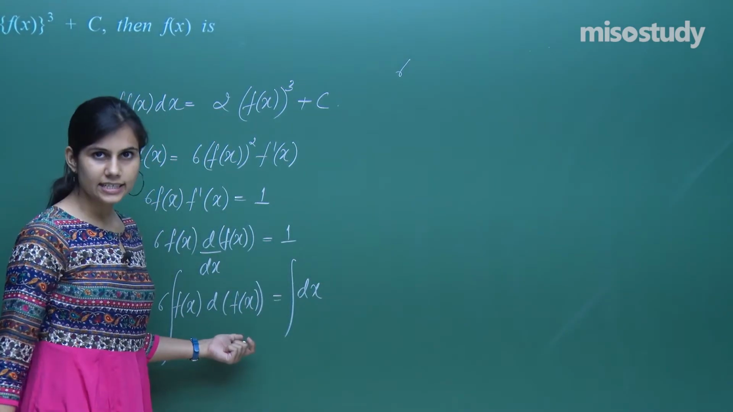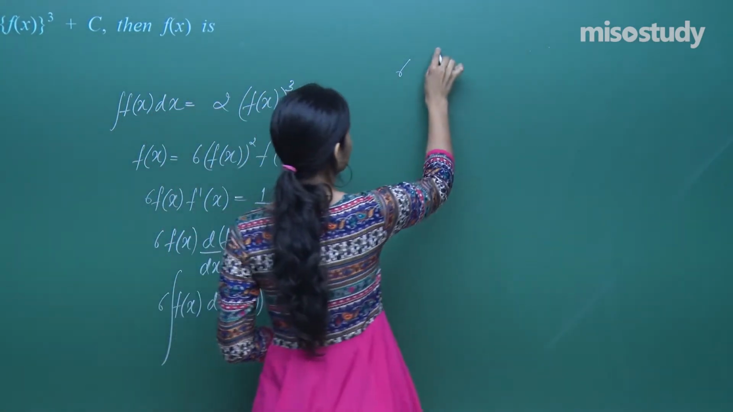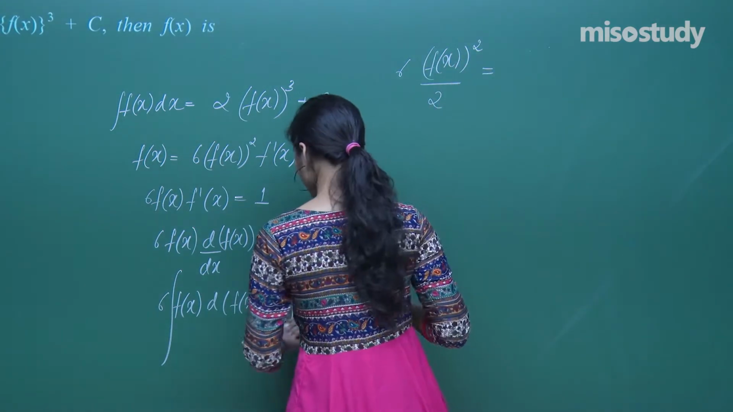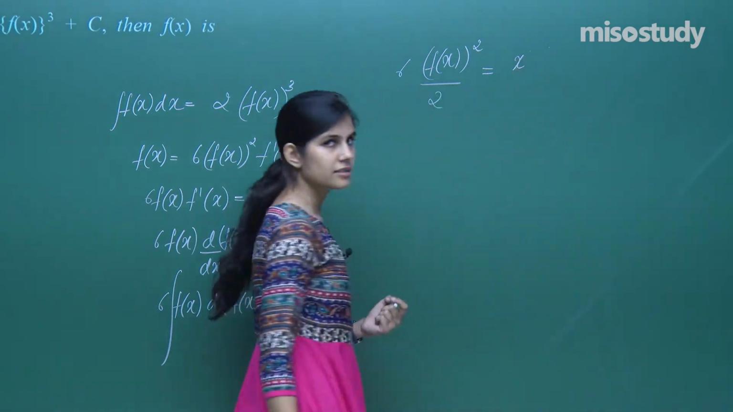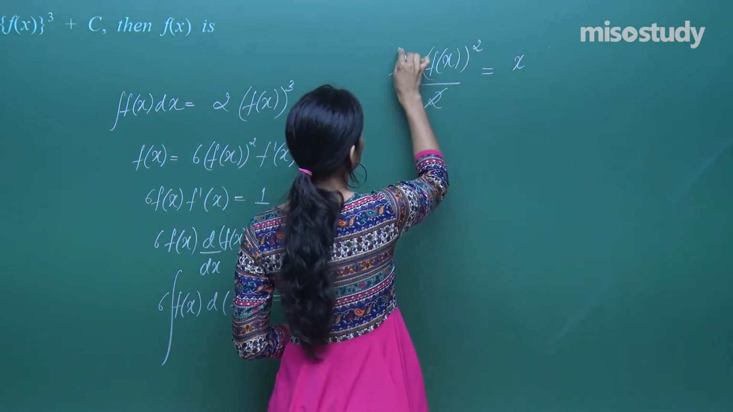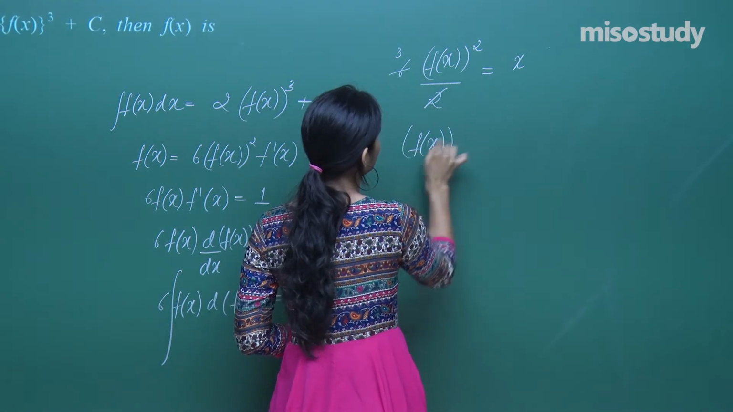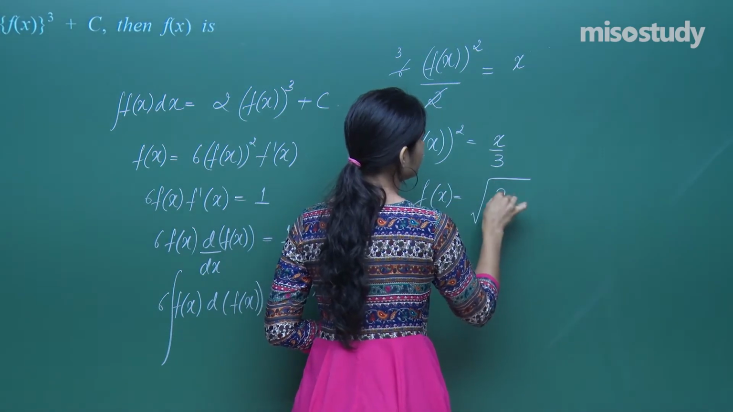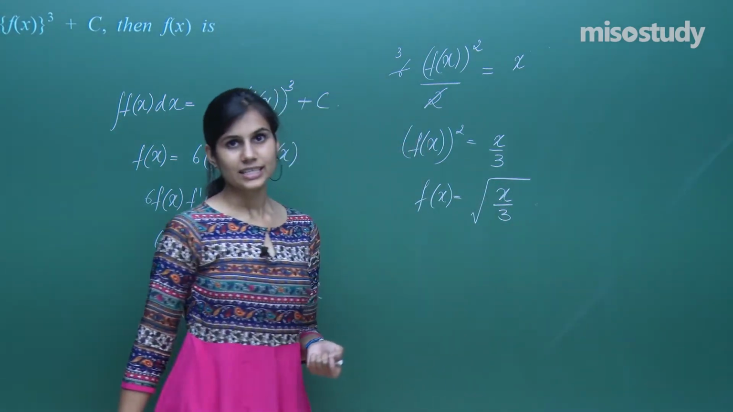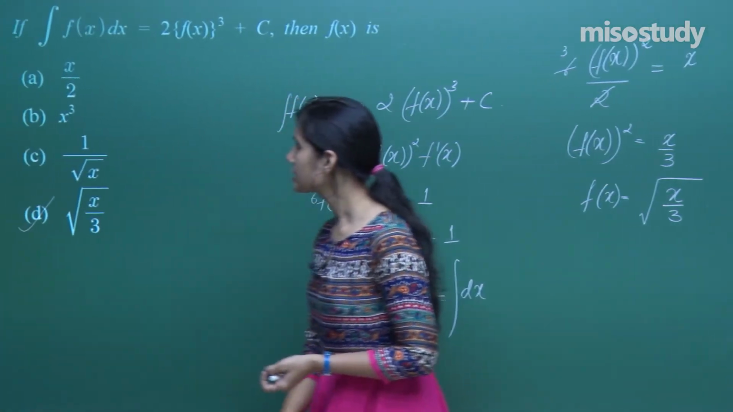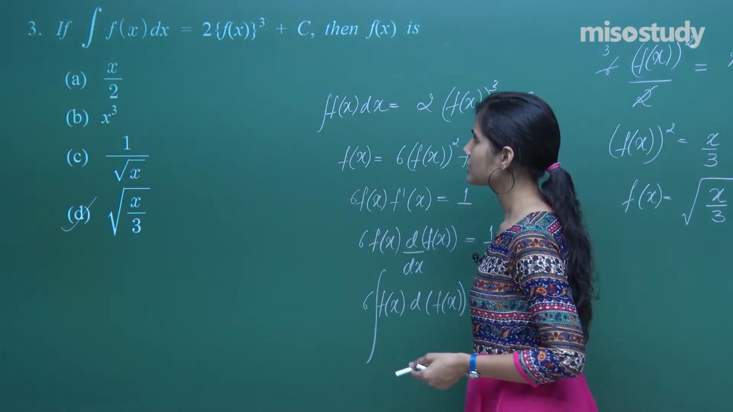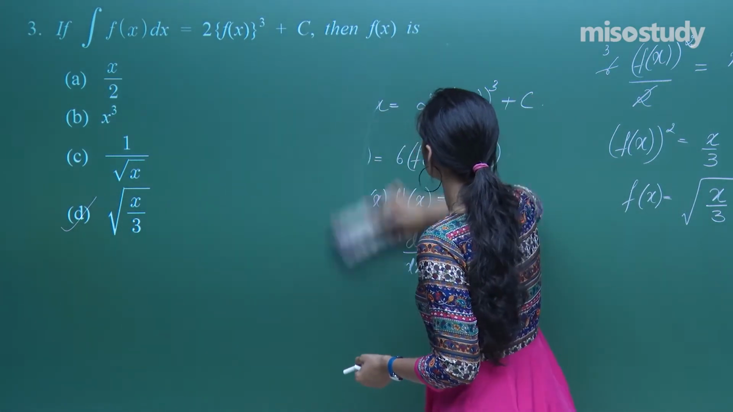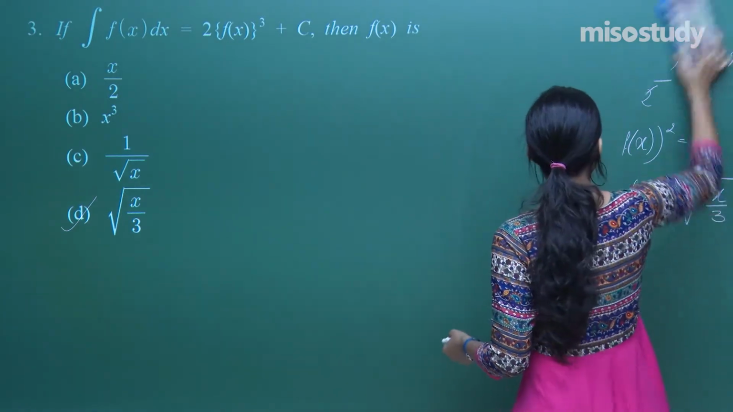Integration of x dx is x square by 2. So here you get f(x) square by 2. And this is equal to x. You are left with f(x) whole square is x by 3. So f(x) you are having as under root x by 3. That is how you compute your f(x) when you have the information that integral f(x) dx is twice of f(x) whole cube. Now if I move towards the next question, let's see what that calls for.